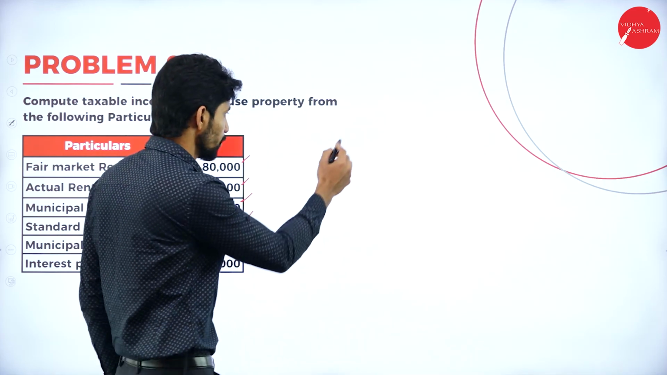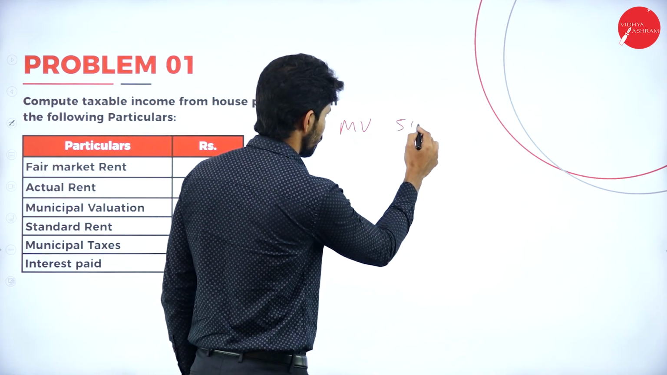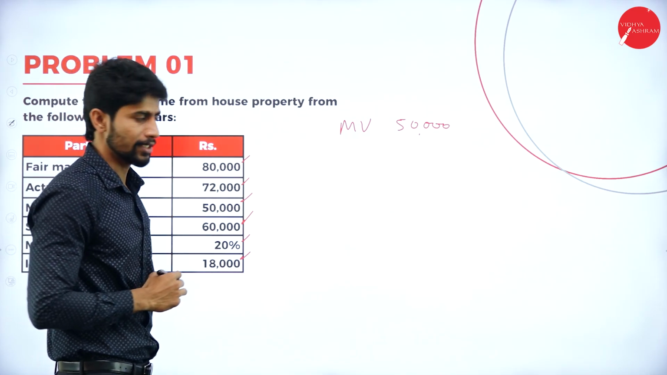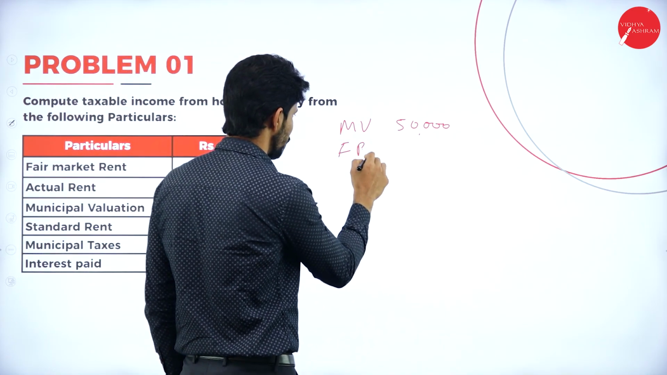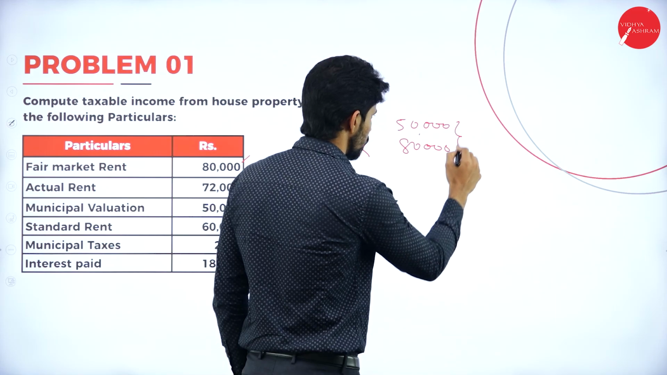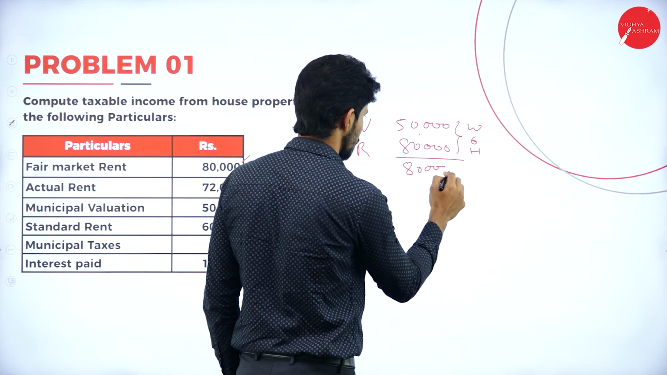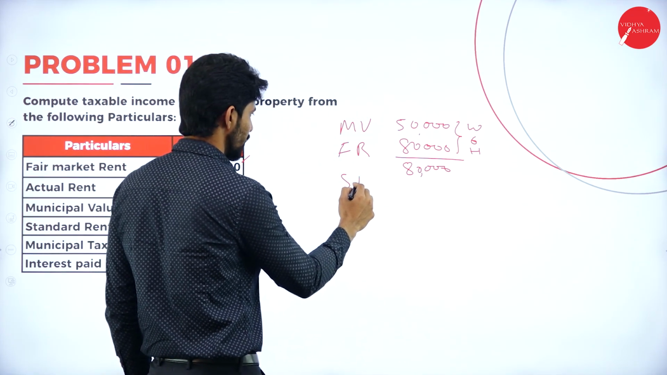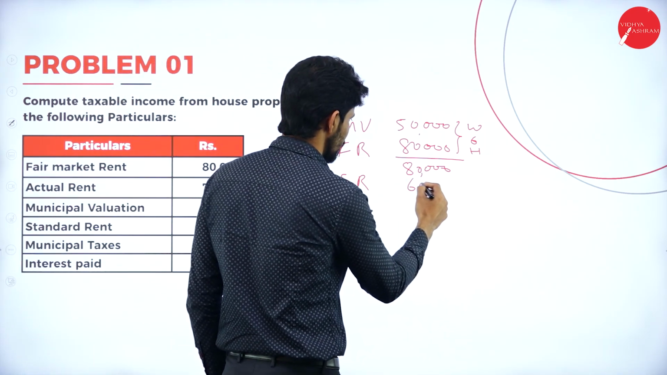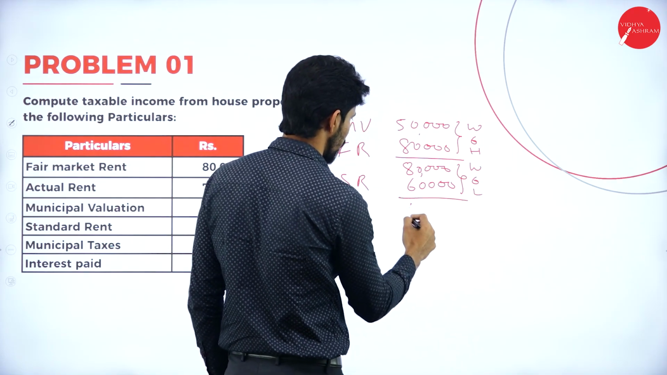So what is the municipal value? Yes, first write down the municipal value. Municipal value is how much? It is rupees 50,000. Right? Next, fair rent is given. What is the fair rent? It is rupees 80,000. So in these two, whichever is high. Which is the highest value? 80,000. Right? Next, compare 80,000 with standard rent. What is the standard rent given in the problem? 60,000. In these two, whichever is low, which is the lowest value?